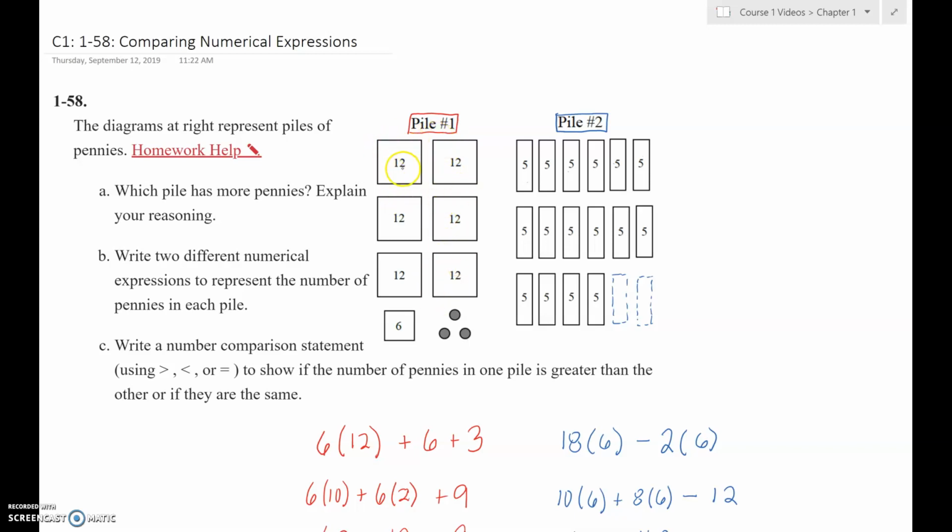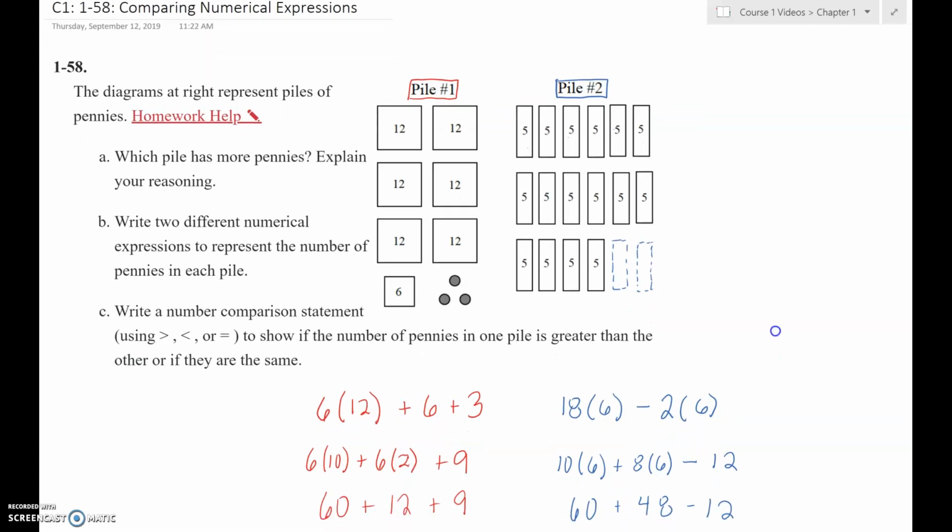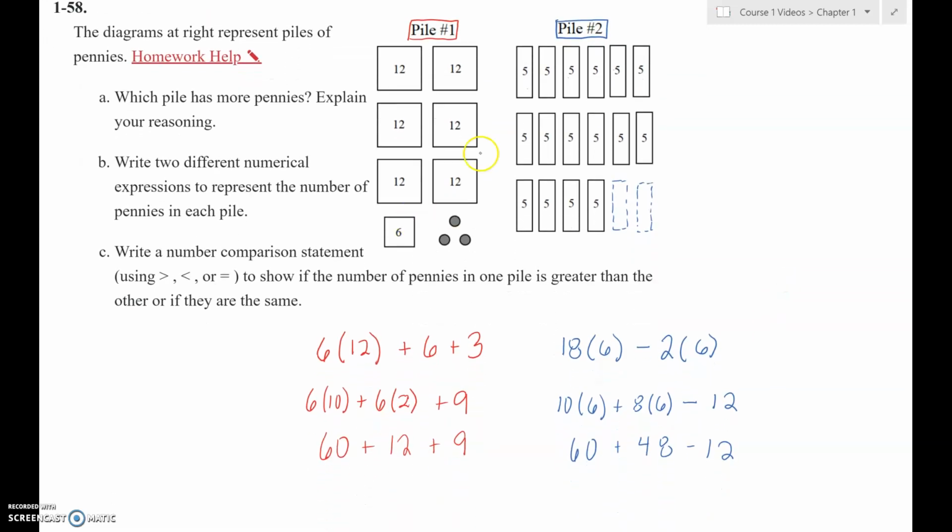So, why draw each penny when you can just draw a rectangle and say that there's 12 in each one, or 6, or 5. I loved how they did that there. It saved so much time. So which pile has more pennies? Explain. I started by taking how they represented it with pictures, and I turned it into numbers.